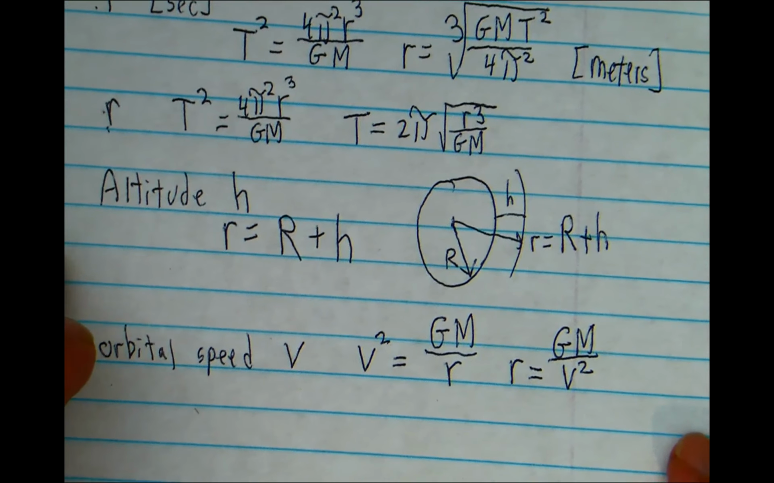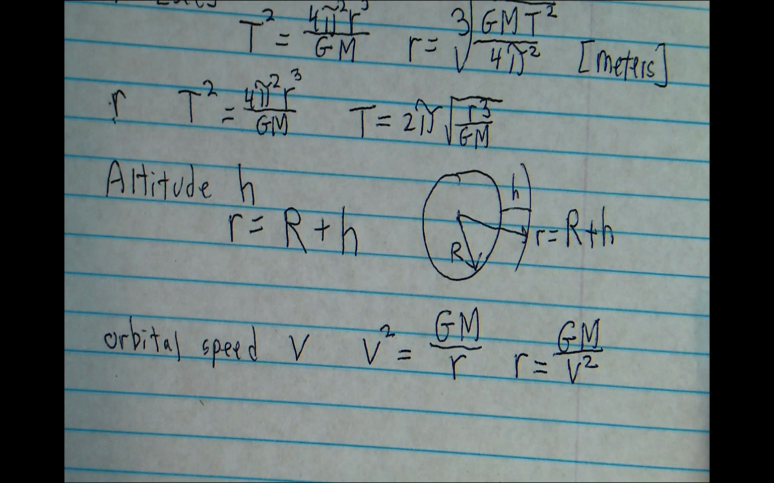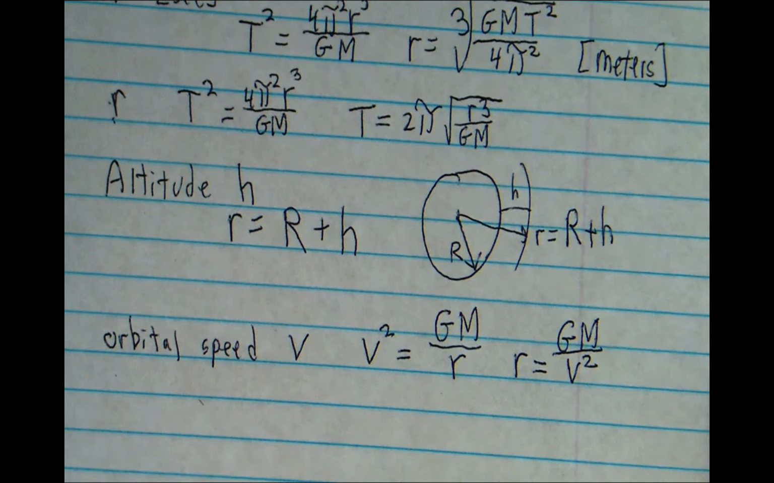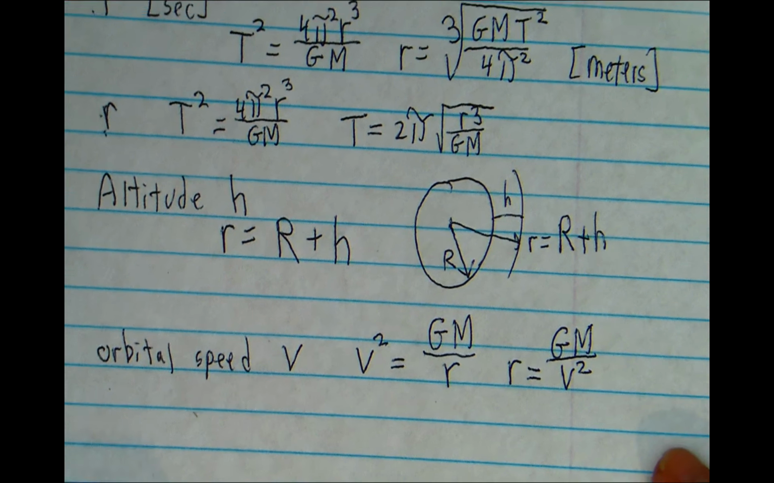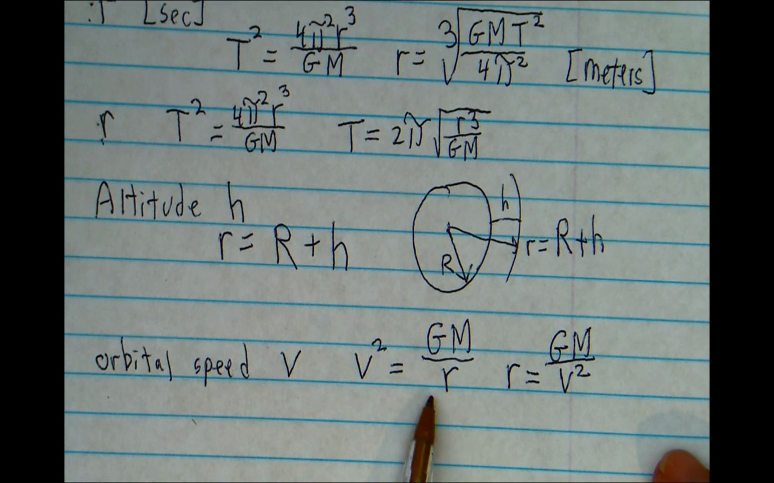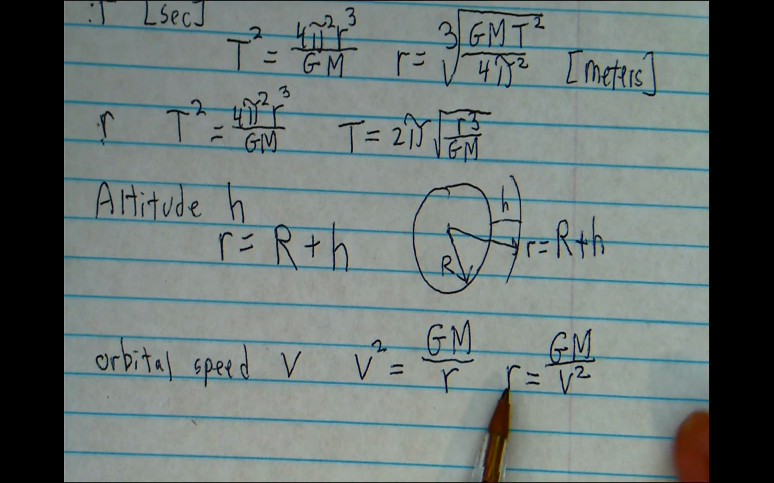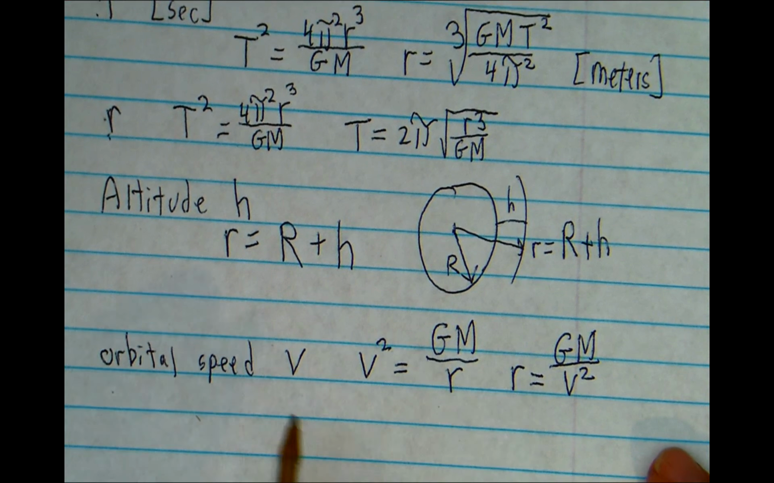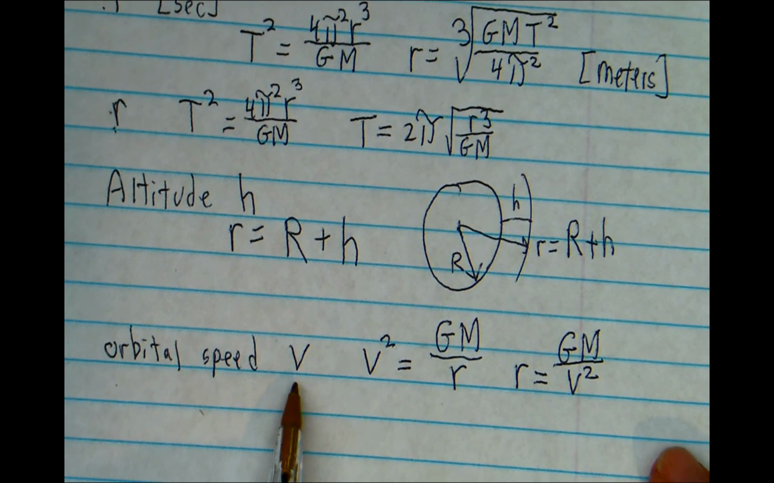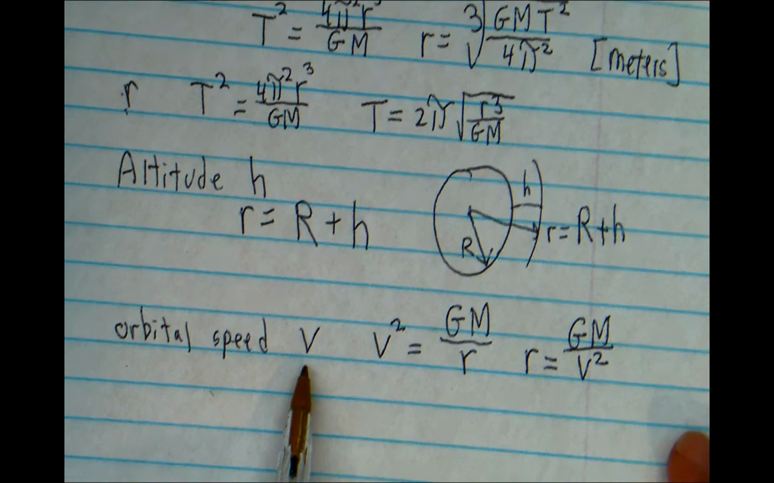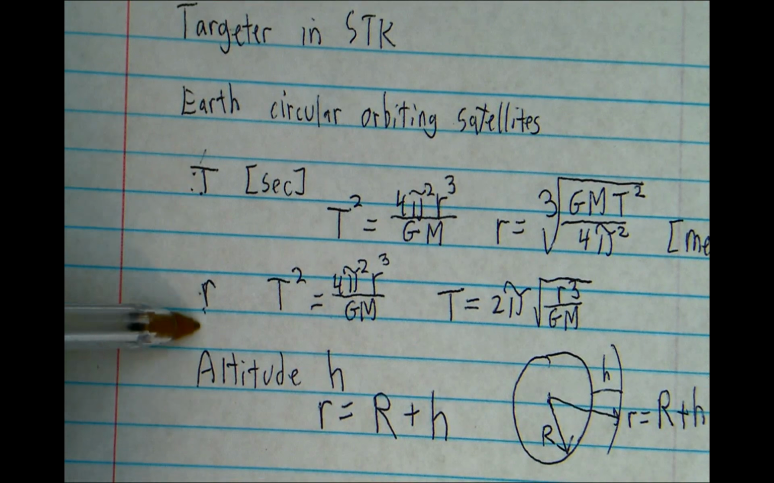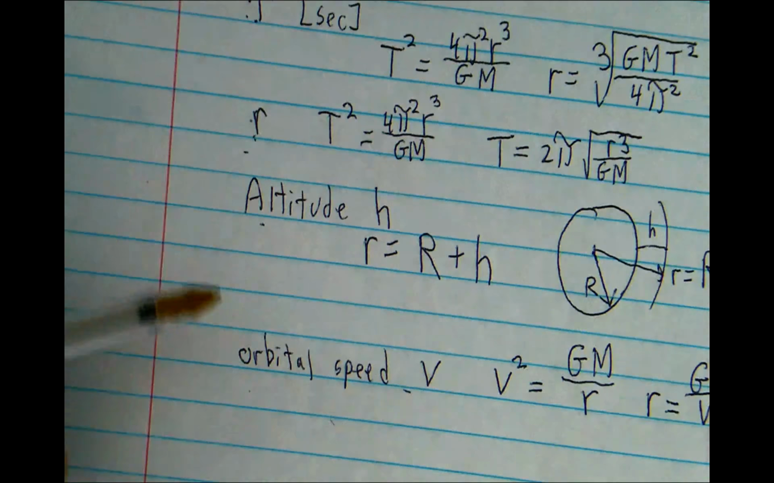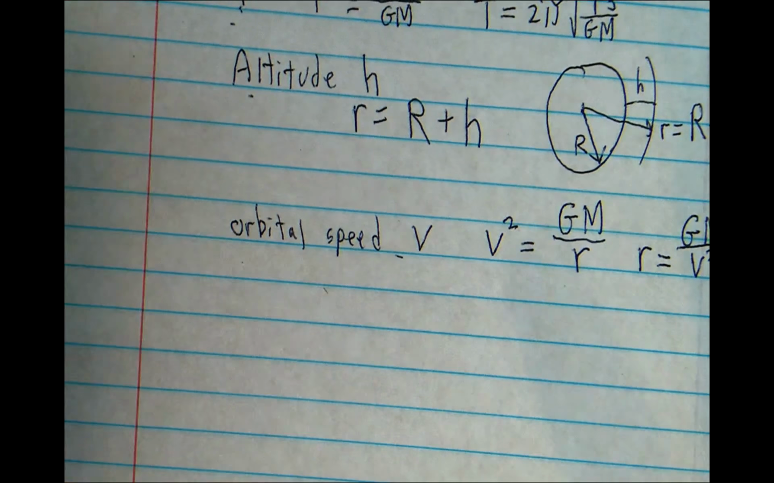Okay, so what if you don't want to do even this much work? What if you would like STK to calculate the orbit radius for you if you're given an orbital speed v? Okay, so I'm going to demonstrate each one of these four possibilities for a homework problem for a circular orbit.